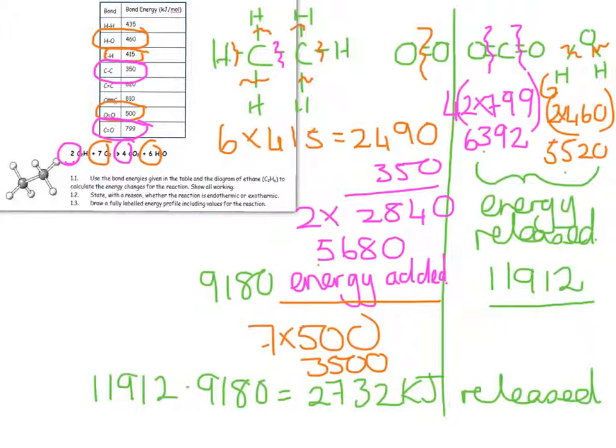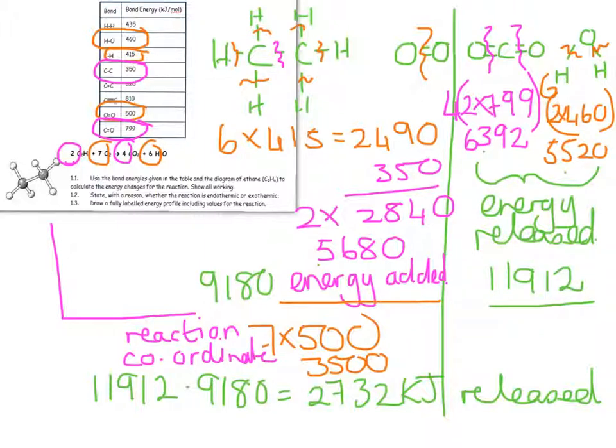Draw a fully labeled energy profile, including values for this particular reaction. So, what are we going to do? We need to give ourselves an X and a Y axis. This is called your reaction coordinate. Your y-axis is going to be your potential energy. And you are going to draw the classic exothermic curve. But it does ask you to also put some values in. So let's think about that.